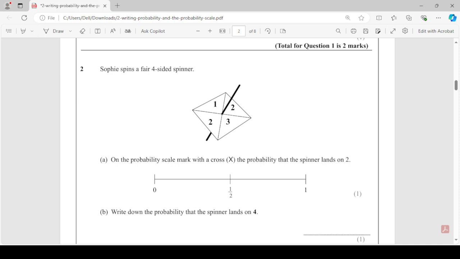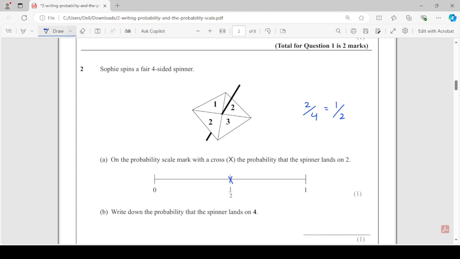Question number 2. Sophie spins a fair 4-sided spinner. On the probability scale, mark with a cross the probability that the spinner lands on 2. That's 2 over 4. And if you simplify, it's 1 over 2. You have a 50% chance of getting a 2 on the spinner.